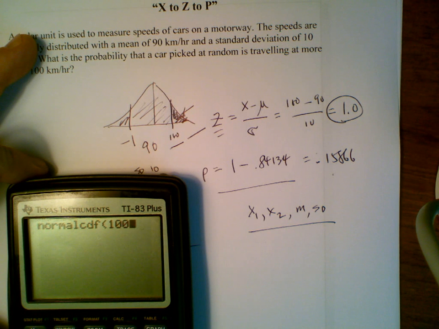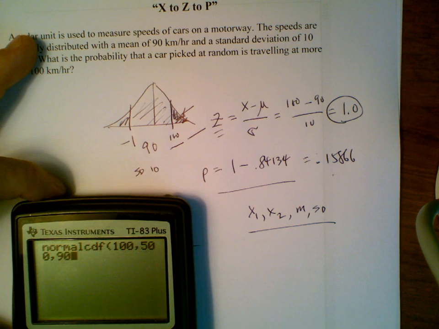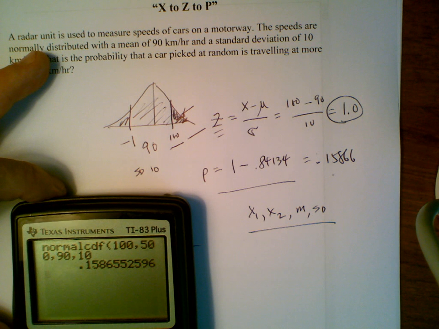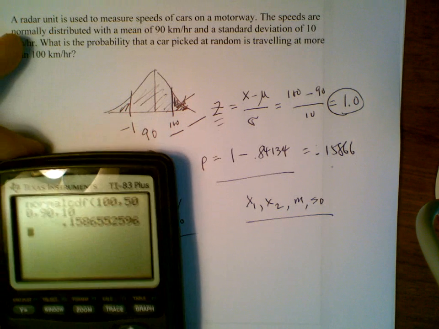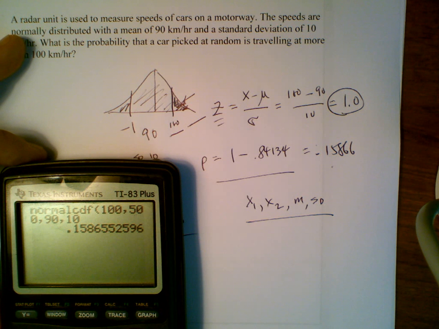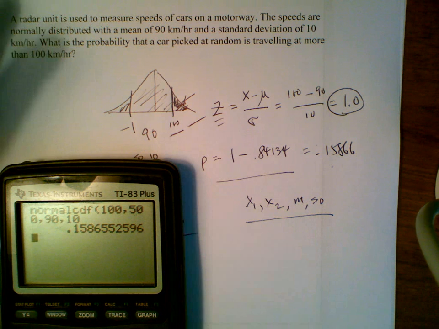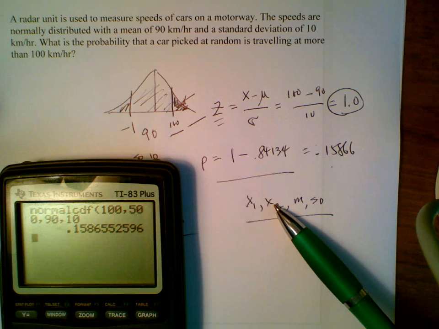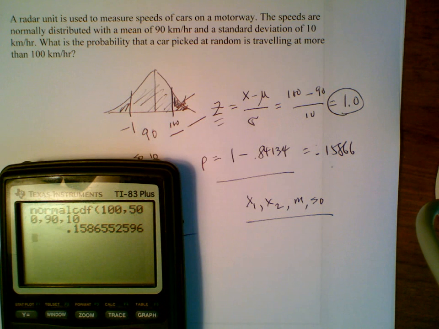So we put in 100, comma, and put any larger number you want. We'll just put in, let's say, 500 kilometers per hour. That's nice. Then the mean, which is 90, the standard deviation, which is 10, and calculate, and there's 0.15865, and that's essentially the same thing. See it? So that's how you do the calculation using the calculator. But you can always do this sort of stuff by hand, and that's what I like to make sure you know. In my classes, what I like to have you do is do it by hand and then use the calculator to check your work. Okay?